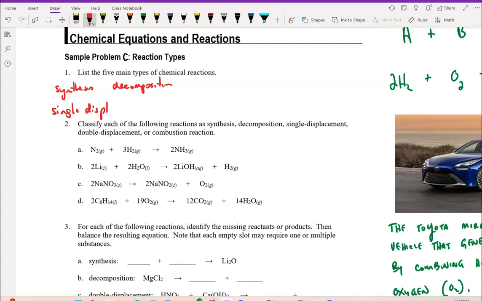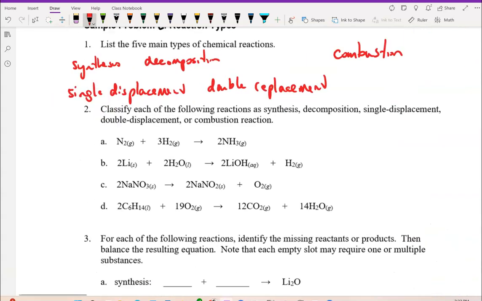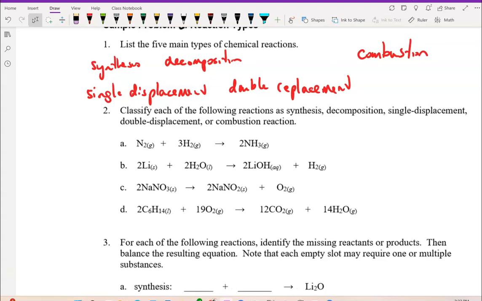What I will say is some people say single displacement, some people say single replacement. It works the same way. If I said double displacement or double replacement, it means the same thing. And finally, lighting stuff on fire. All right, here we go. Classify each of the following reactions as synthesis, decomposition, single displacement, double displacement, or combustion reaction.